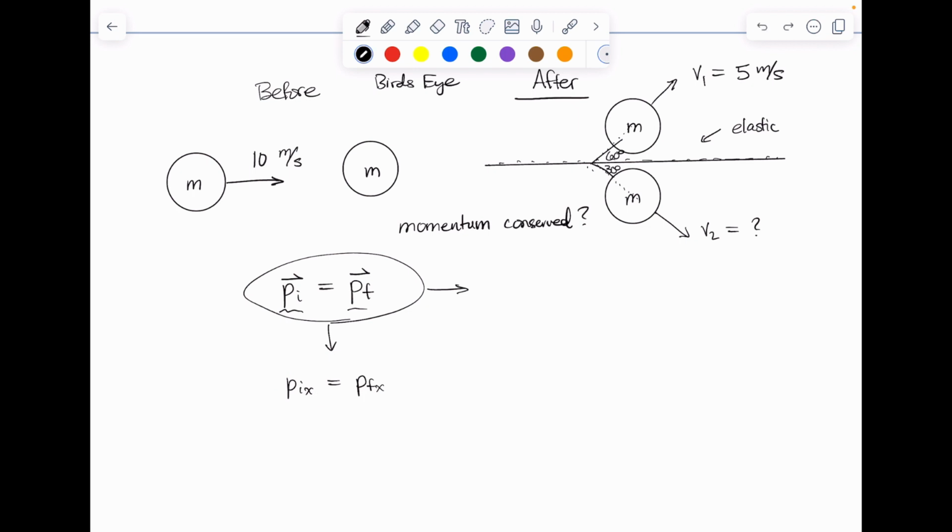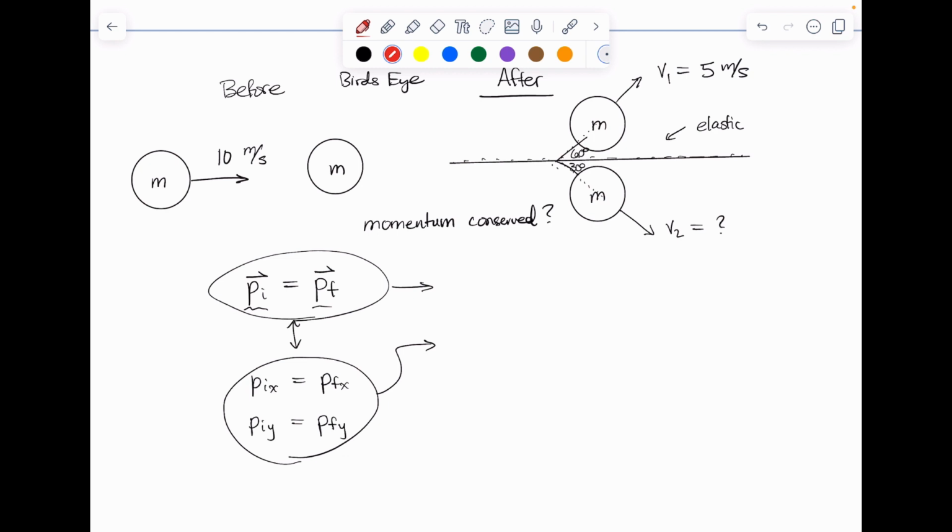It's just a scalar. We also need this to be true, right? The initial momentum y component has to be equal to the final momentum y component, right? So saying that this is true is the same thing as saying these two things are true. And that might make the problem a little bit easier. You avoid vector notation.